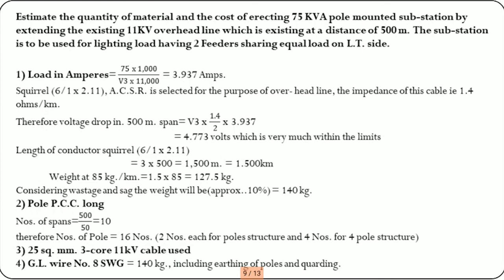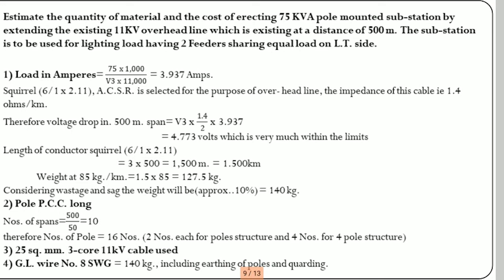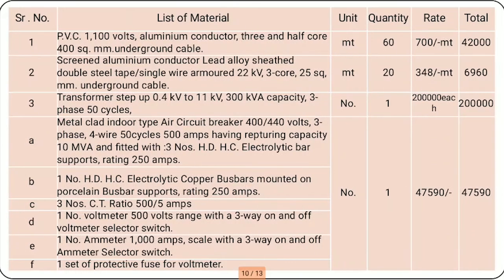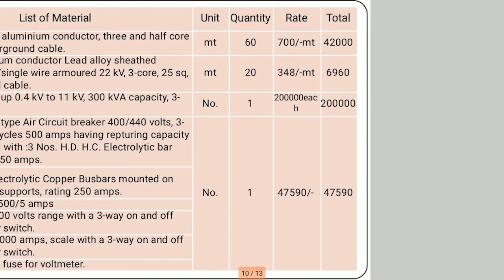Then a 25 square mm 3 core 11 kV cable is used. GI wire number 8 SWG, 140 kg, including the earthing of the poles and guarding. So this is the list of material for this.